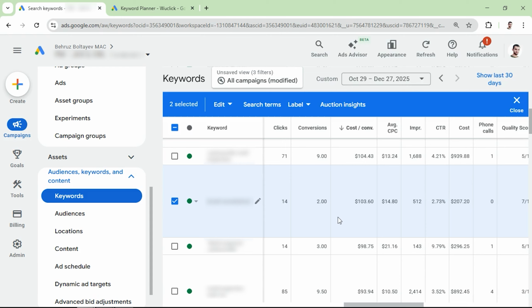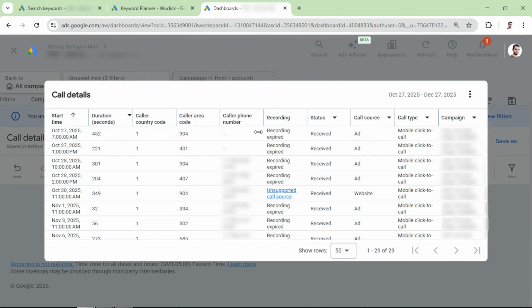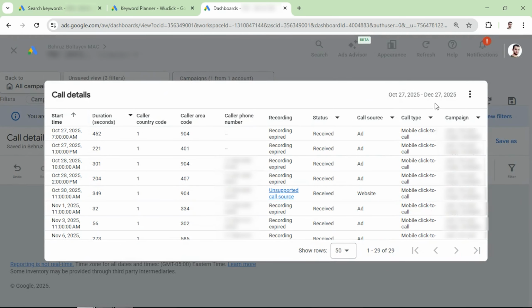That is going to be the analysis in much more detail, but it can help you a lot in terms of identifying the keywords with higher quality. At least you can look at the call details report. So I'm going to show you how to do that. As you can see, it is showing around 2-month data.